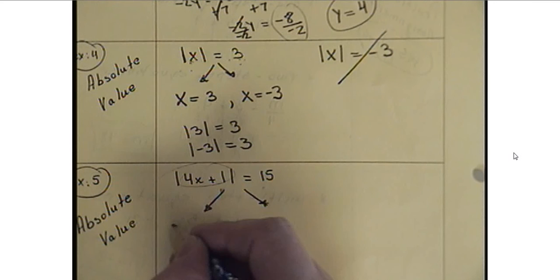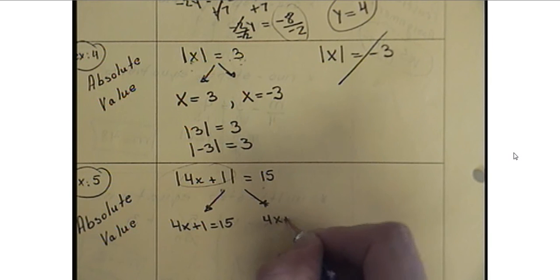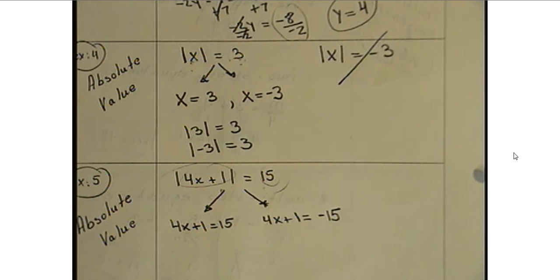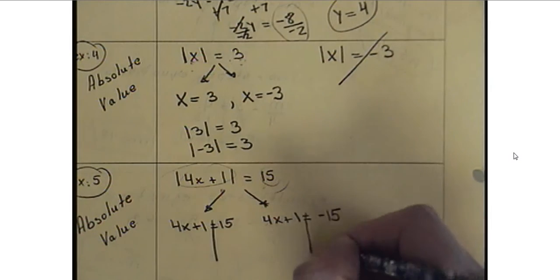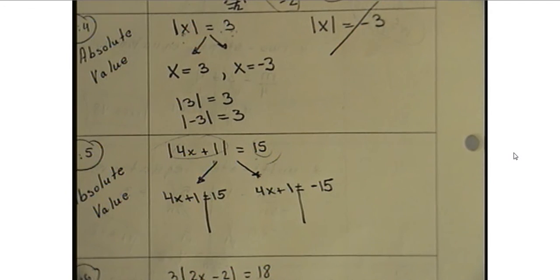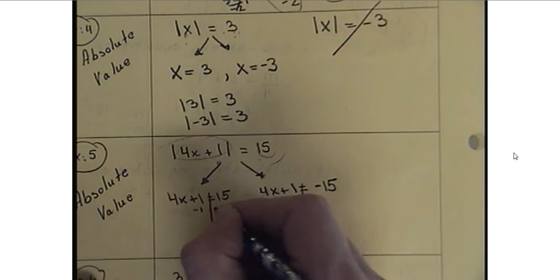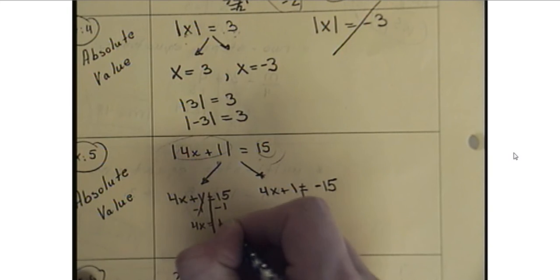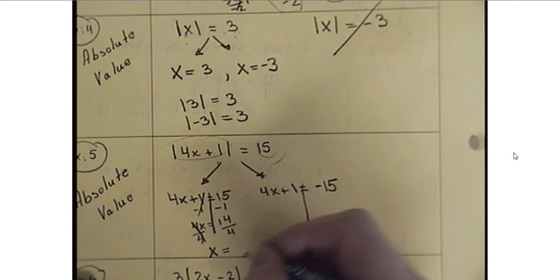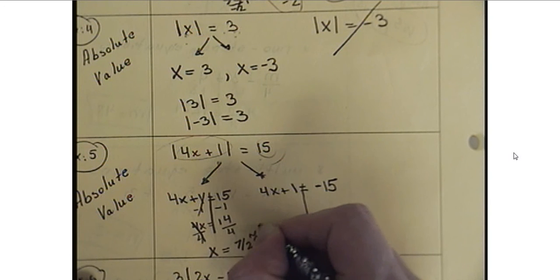First equation will be 4x plus 1 equals 15, and the second equation will be 4x plus 1 equals, this time this number but with a negative sign, negative 15. And we have to solve each one of those equations separately to see what x could possibly be equal to, so we can get this absolute value solution. So minus 1, minus 1, we have 4x equals 14, divided by 4, so x will be equal to 14 over 4, which could be simplified to 7 over 2, or this is also 3.5.